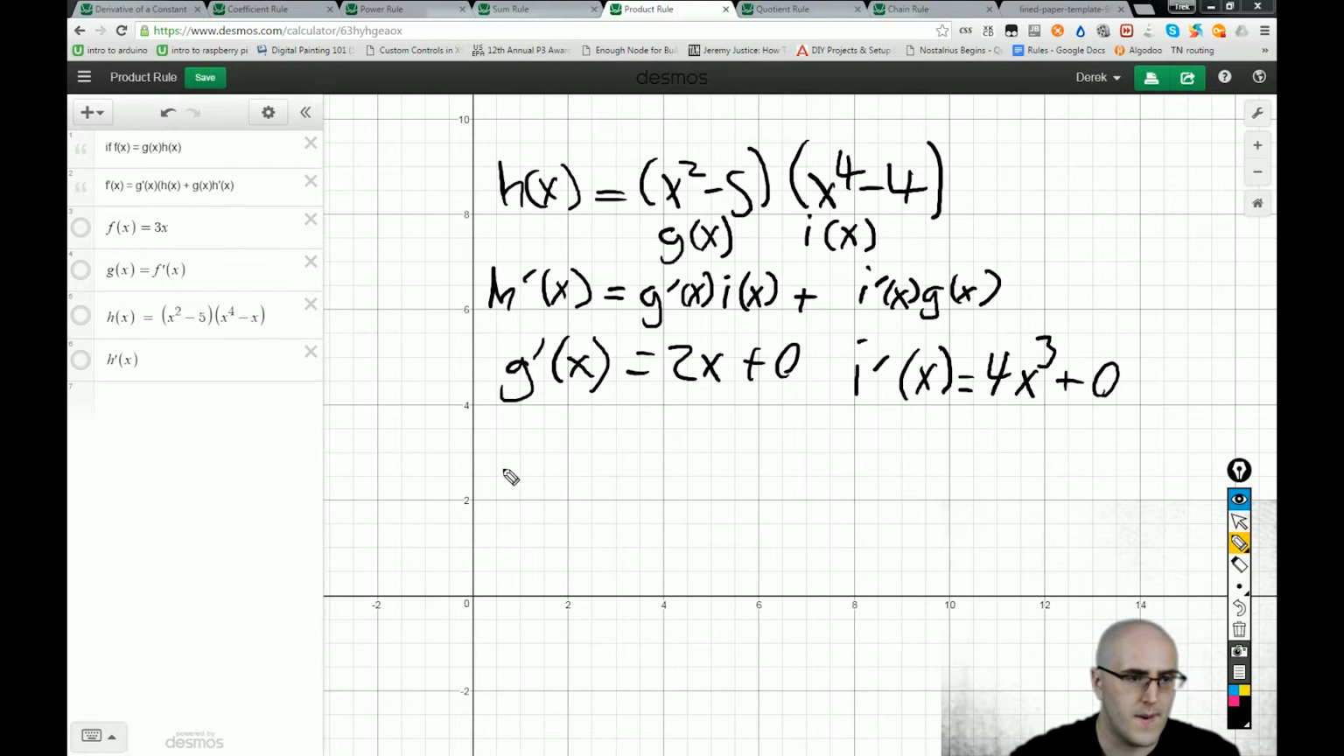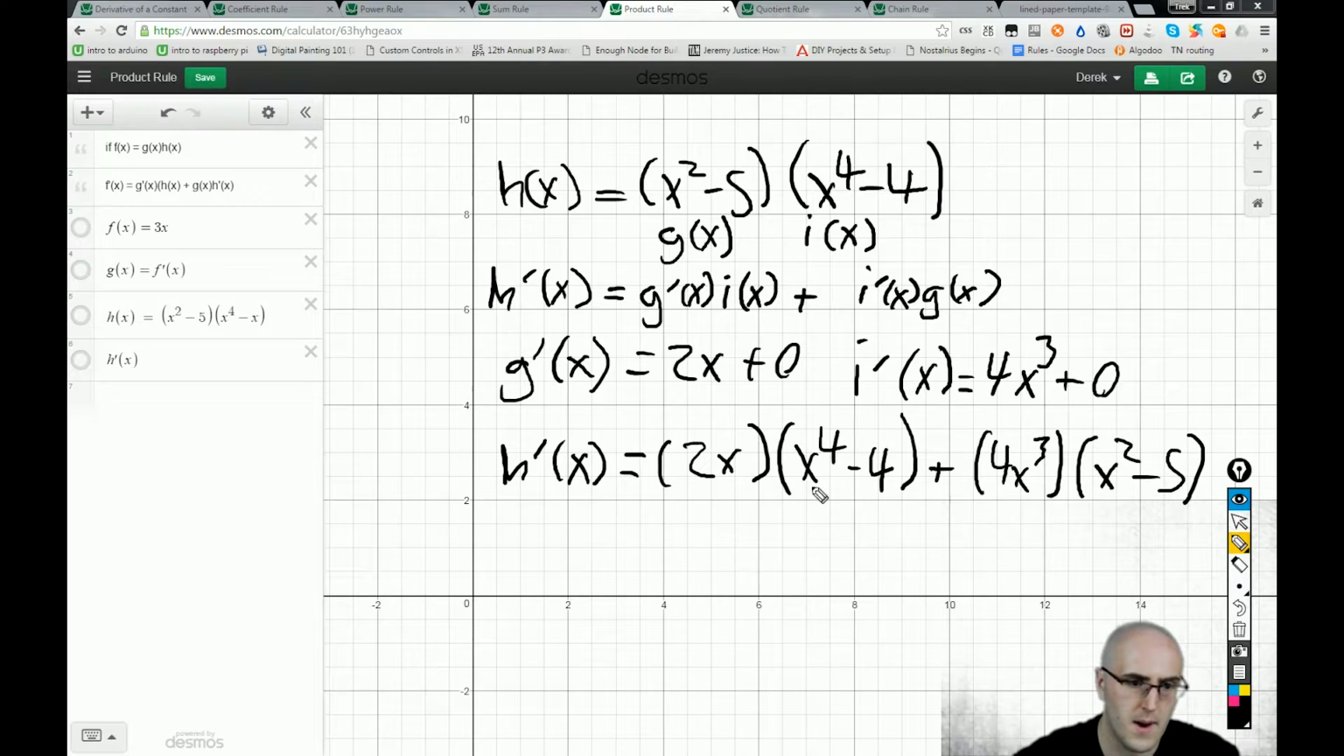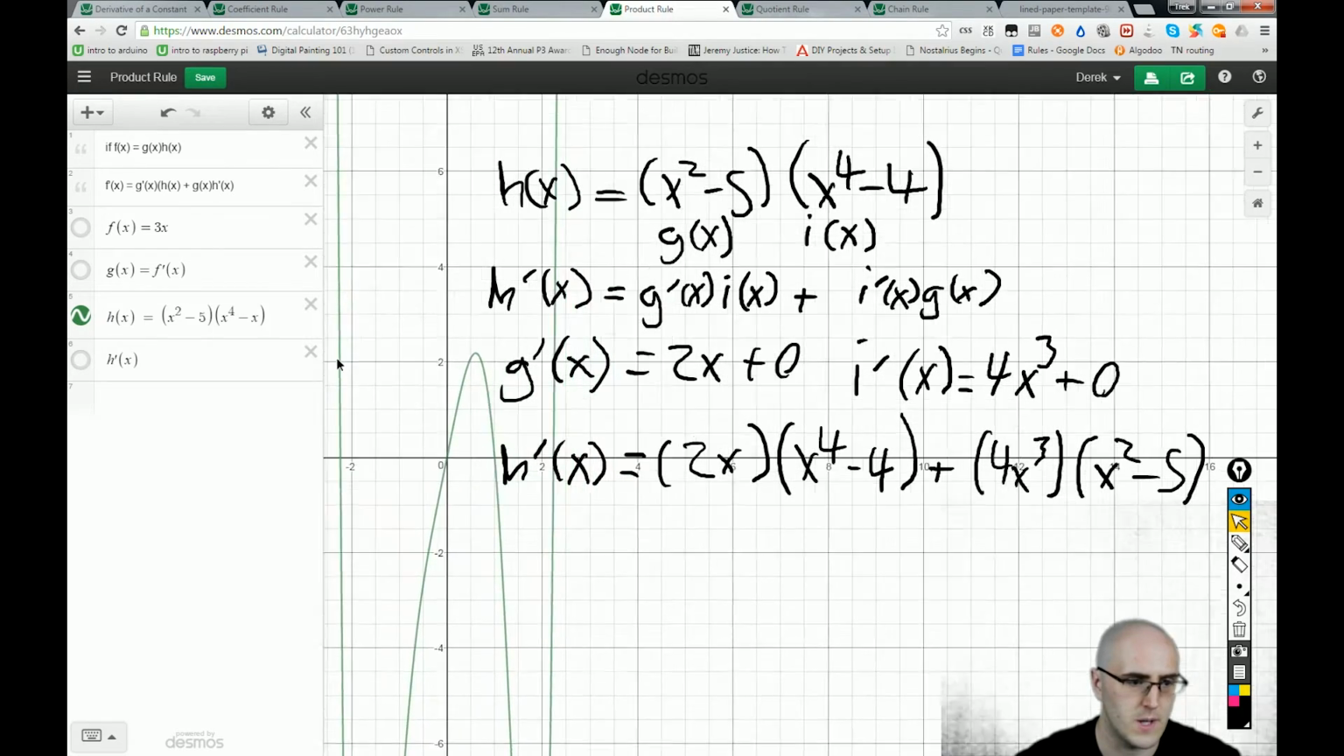So our final derivative is h prime of x is equal to g prime, which is 2x, times I of x, which is x to the fourth minus 4, plus I prime of x, which is 4x cubed, times g of x, which is x squared minus 5. I'm not going to multiply that out just because it's fine as is, but that's our derivative. It's going to be hard to see that when I fill it in, just because this is kind of a crazy function.